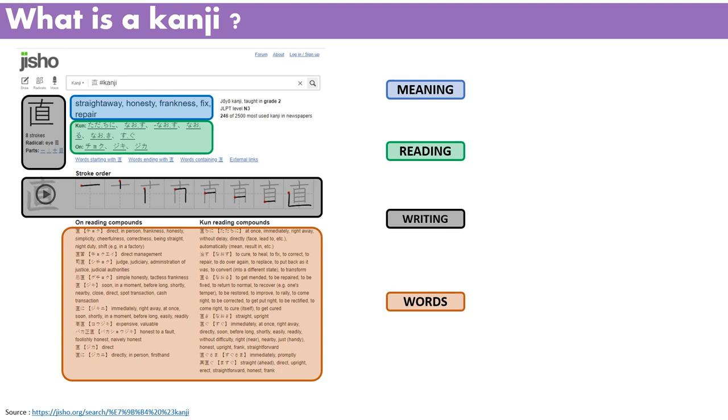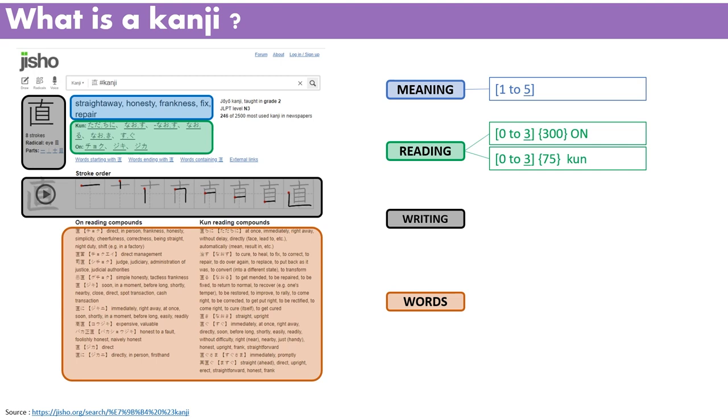First, the meaning. A kanji can have one or several meanings, maximum 5, and I would say on average 2. In this example, 5 words are given, but that will be 3 different notions. Straight away, directness, then honesty, frankness, and then fixing, repairing. Then the reading.